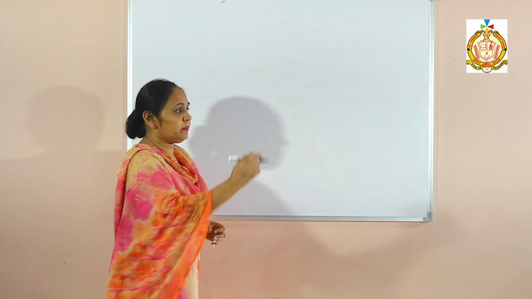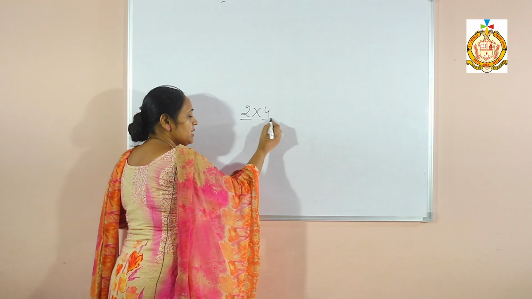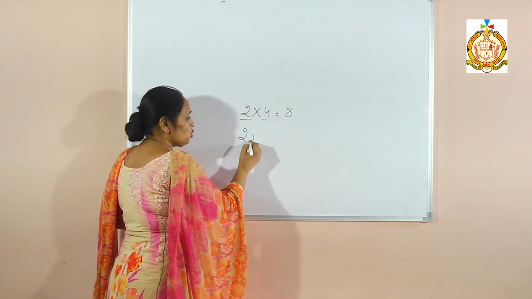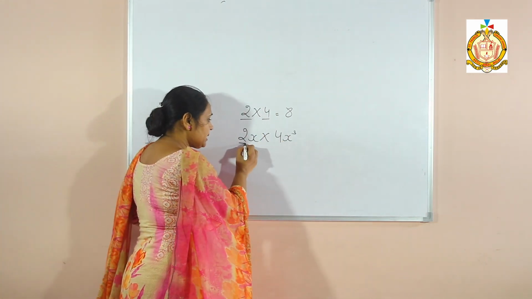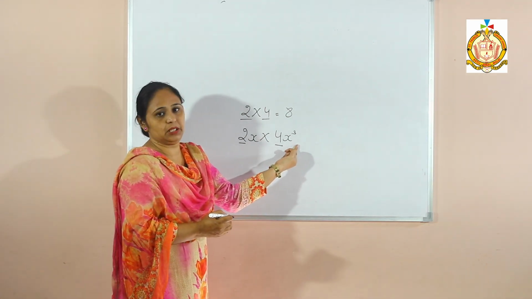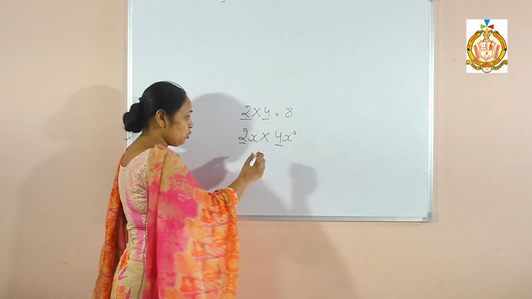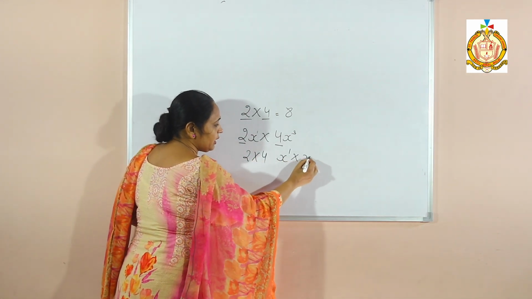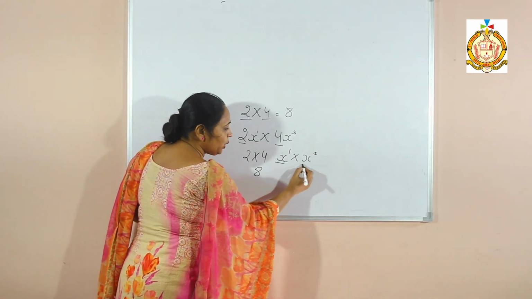In the multiplication of numbers like 2 multiply 4, this becomes 8. In the multiplication of variables like 2x multiplied by 4x cube, what to do? Number will be multiplied with number, variable will be multiplied with variable. If there is no power written, that means one power is present here. Now 2 4s are 8, and we have to add the powers.